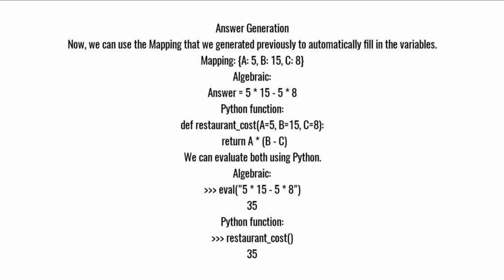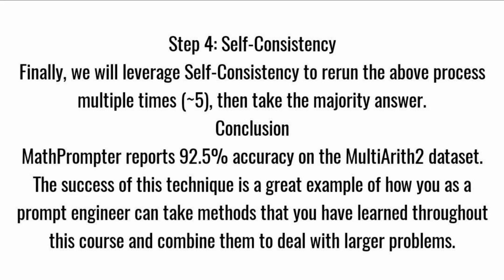We can evaluate both using Python. Algebraic: eval(5 * (15 - 8)) gives 35. Python function: restaurant_cost gives 35. Step 4, self-consistency. Finally, we will leverage self-consistency to rerun the above process multiple times, 5, then take the majority answer.